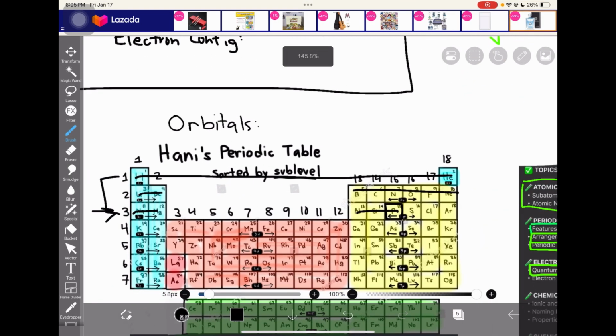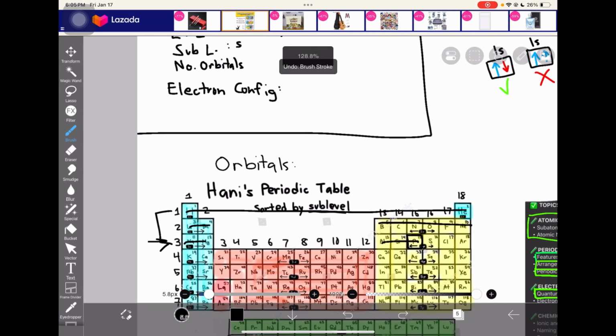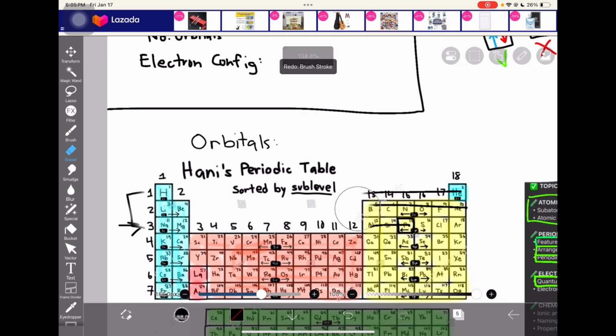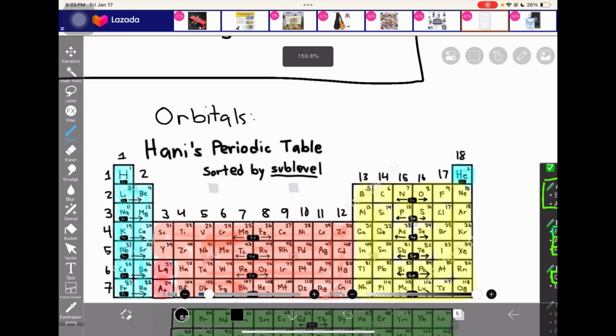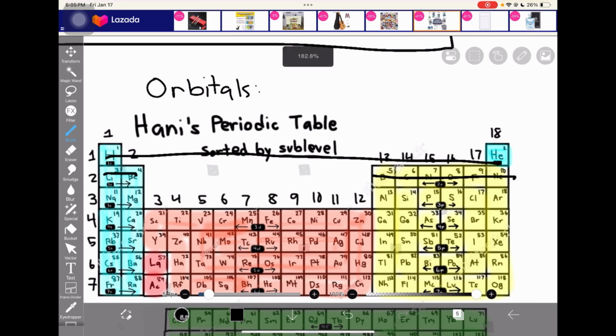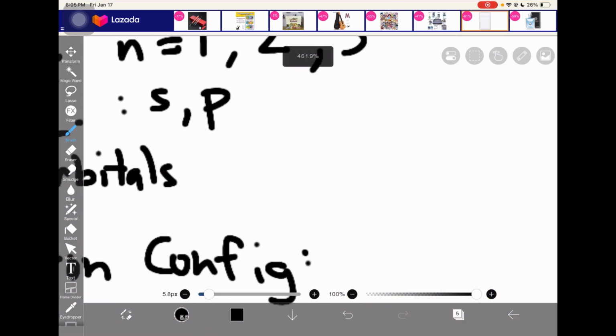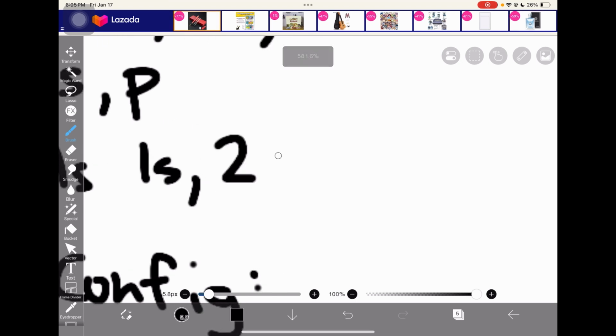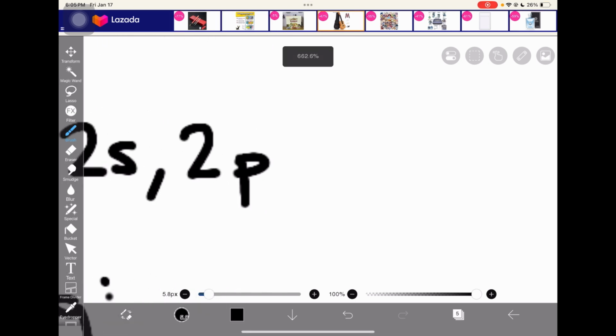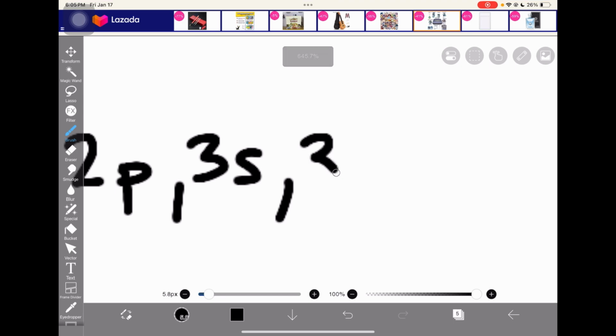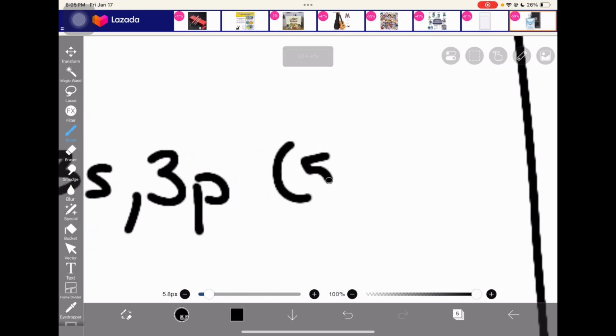Now for the number of orbitals. This one gets a little tricky, but let's count together, guys. So 1s makes 1, 2s makes 2, 2p makes 3, 3s makes 4, and finally we arrive at phosphorus and pass by 3p for a total of 5. 1s, 2s, 2p, 3s, 3p, for a total of 5.